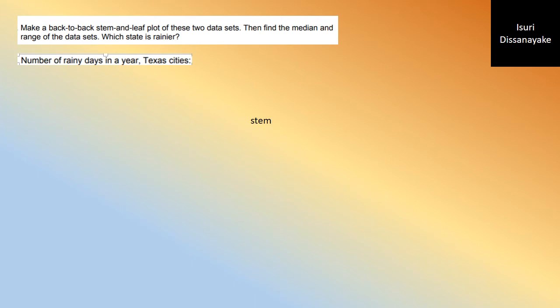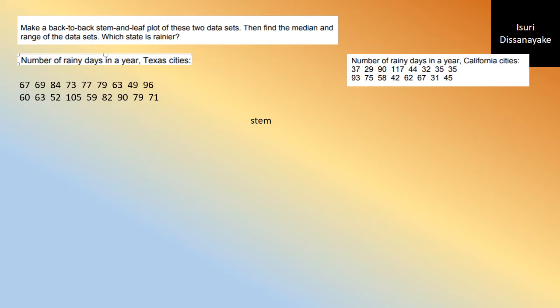The number of rainy days in a year in Texas cities is given, and the number of rainy days in a year for California cities is given. In this stem and leaf diagram, I am going to display this information together. To the left of it, I am going to show the information of Texas cities, and to the right, I am going to show the information of California. So I will have the stem in the middle and the leaf to both the sides.